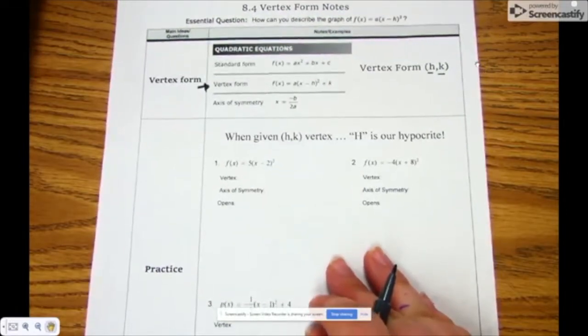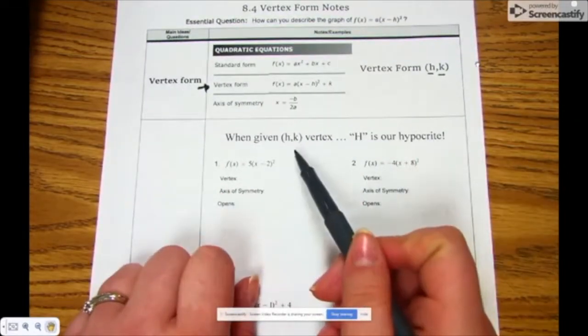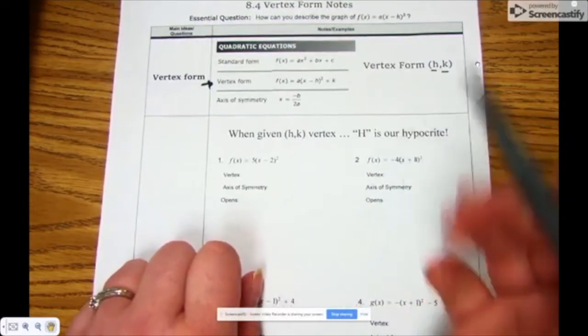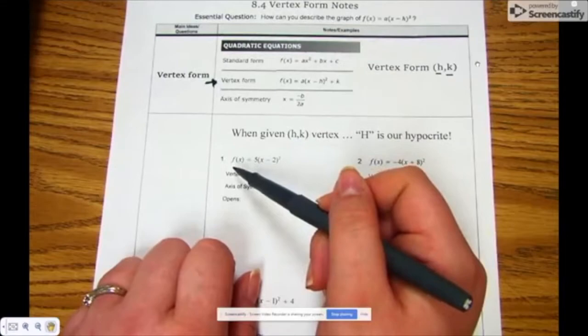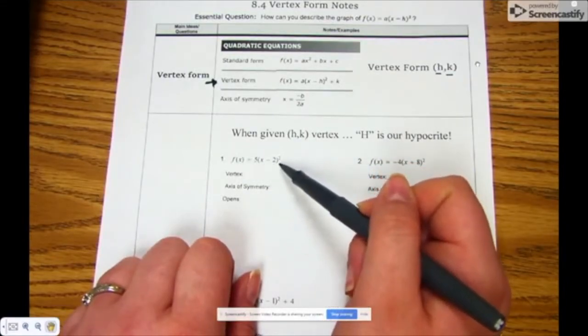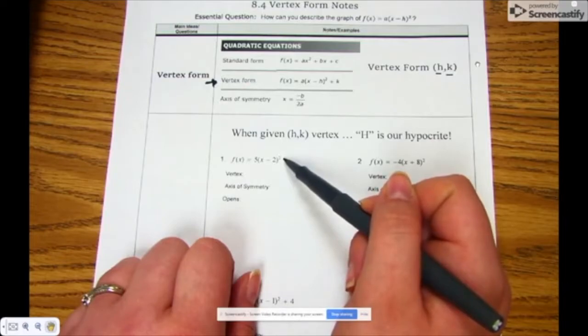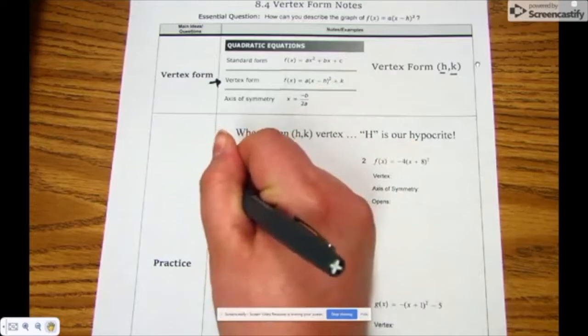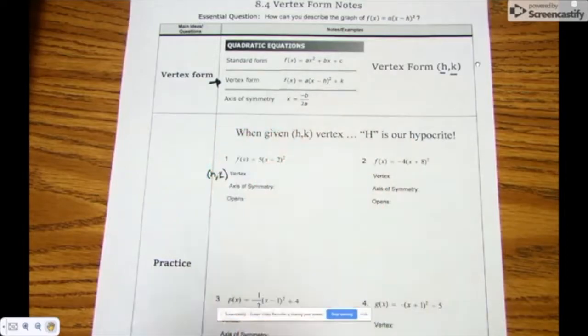So for example, it says when given h comma k vertex, h is our hypocrite. And we'll talk about that in a second. But first, let's look at number 1. I have f of x equals 5 times x minus 2 squared. In order to find my vertex, I want to see h comma k.